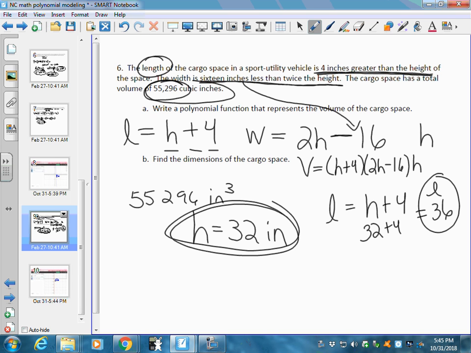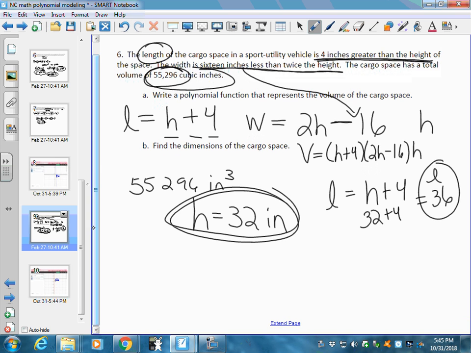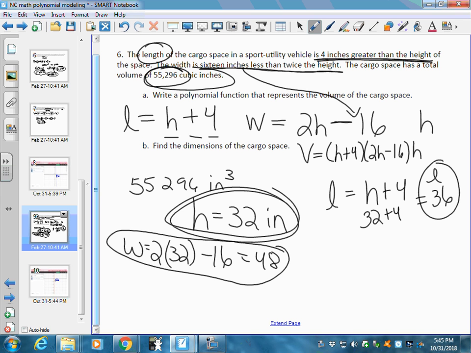Okay. Then we got to get the width. So it's 2 times 32 minus 16. So that gives me 48 for the width. And then my height was 32. So I got all three dimensions, length, width, and height, by plugging back in the h.